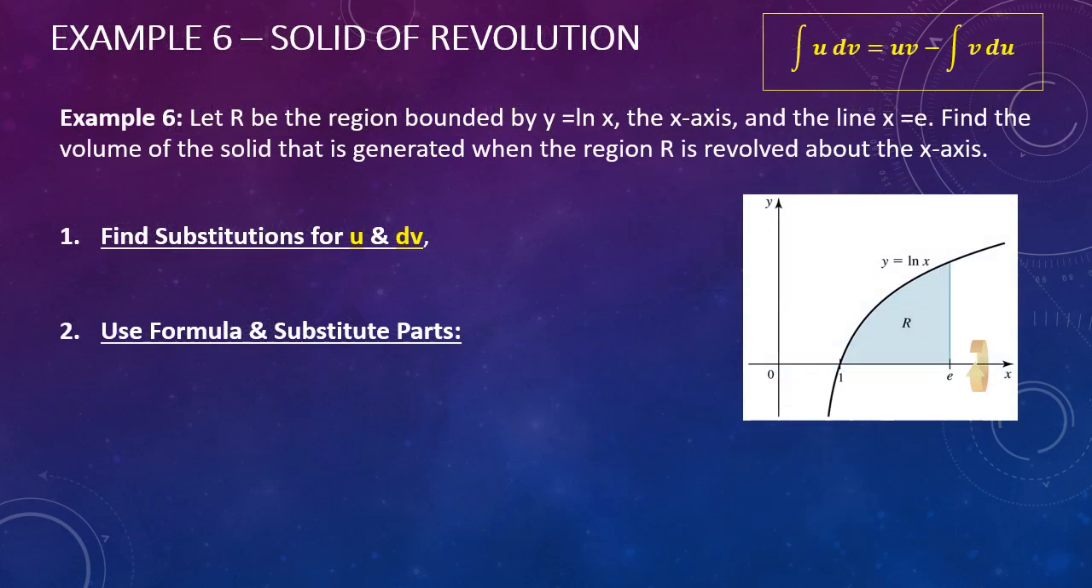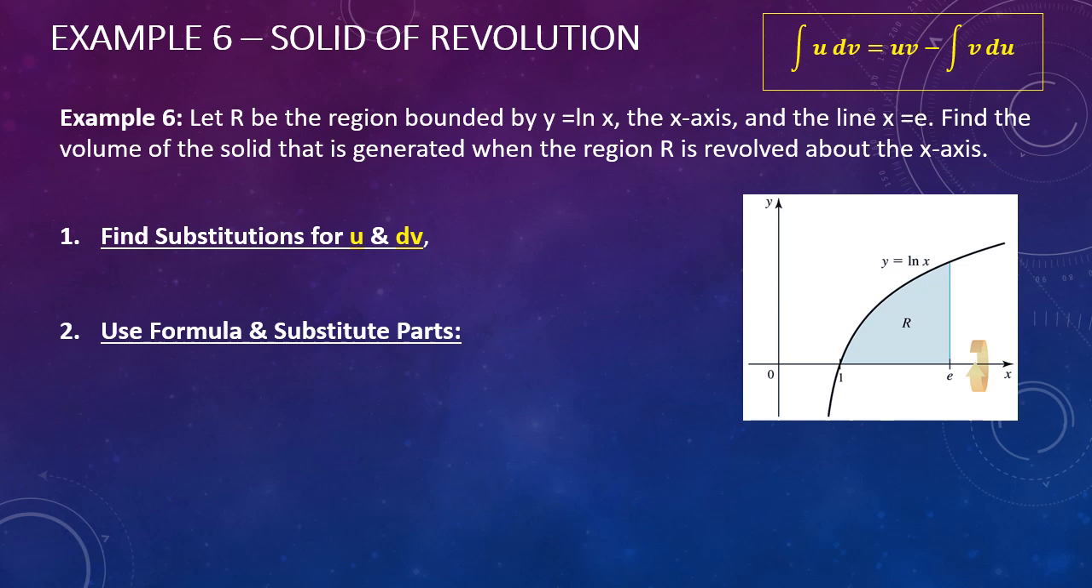So our last example in this section is going to be applying integration by parts to a solid of revolution, as we saw before. Let R be the region bounded by y equals the natural log of x, the x-axis, and the line x equals e, as you can see in the diagram to the right. Find the volume of the solid that is generated when the region R is revolved around the x-axis.